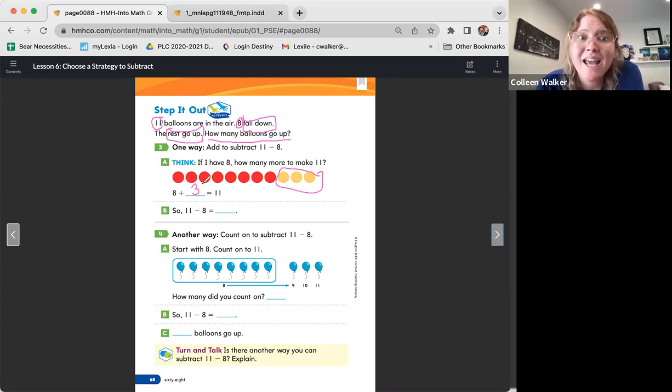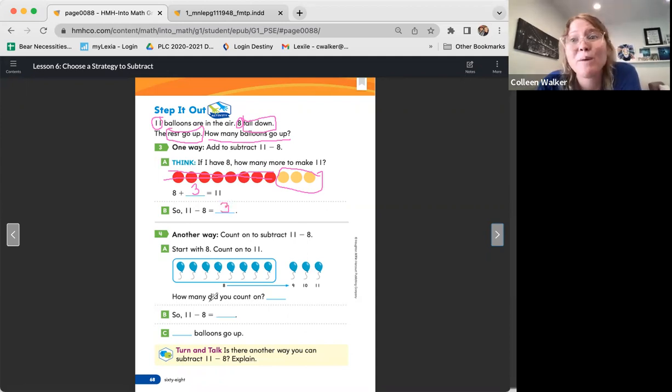So we know that 8 plus 3 equals 11. So we also know that 11 minus 8 will give us what? Well, we know that this is 11 right here. What if we cross out 8 of them? How many do we have left? 3. That's right.